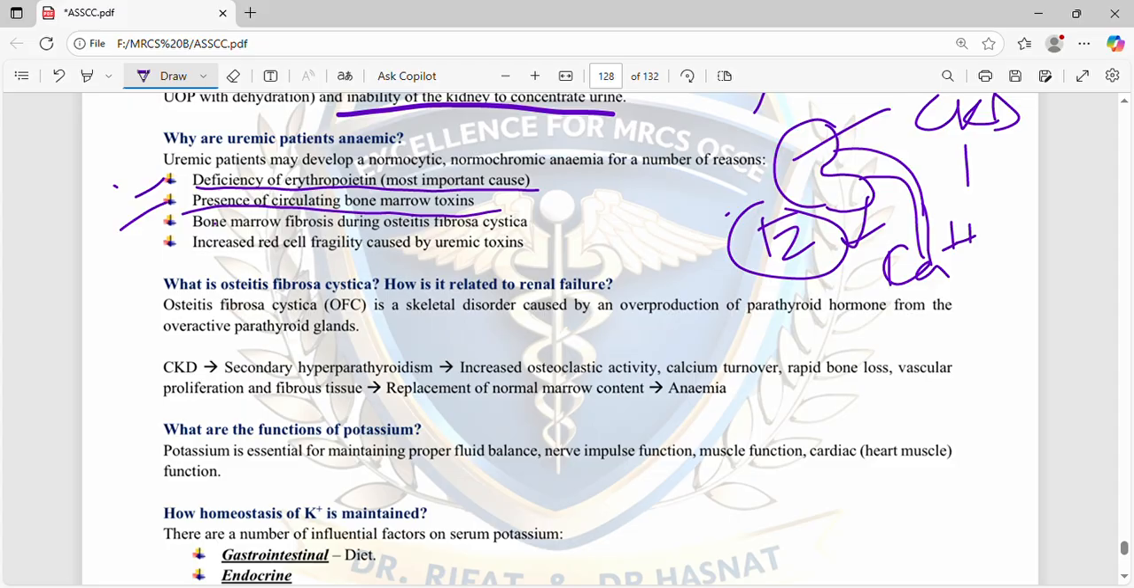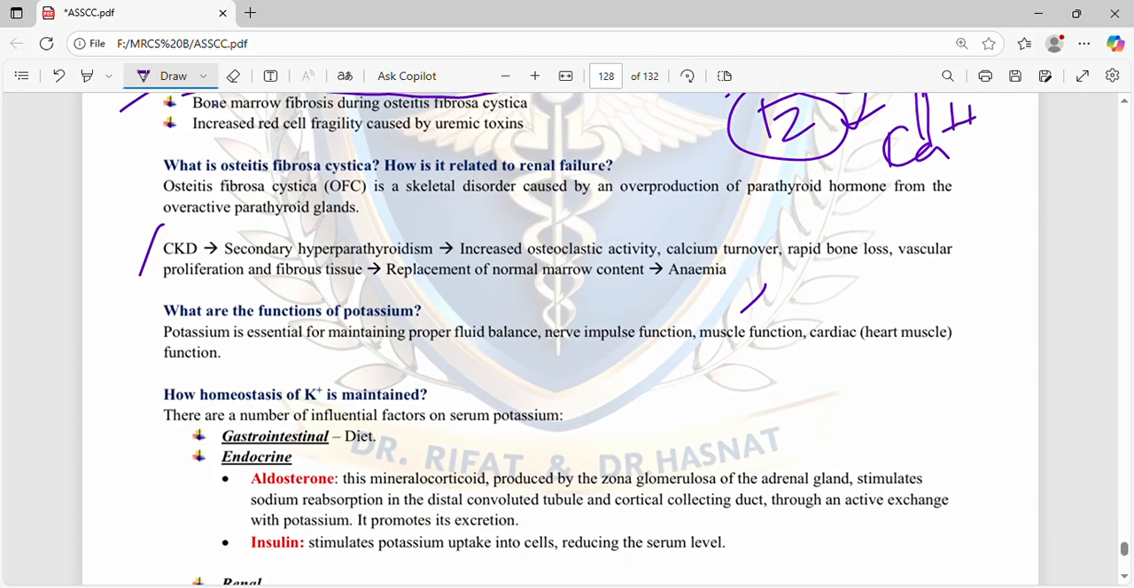Okay, so what is osteitis fibrosa cystica, and how is it related to renal failure? Osteitis fibrosa cystica is a skeletal disorder caused by overproduction of parathyroid hormone from overactive parathyroid glands. CKD leads to secondary hyperparathyroidism, increased osteoclastic activity, calcium turnover, rapid bone loss, vascular proliferation, and fibrous tissue replacement of normal marrow content, causing anemia. So this is the sketch.